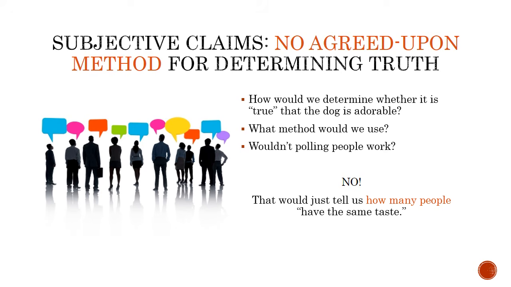So in polling people about the adorable dog, all we would find out is how many people agree that the dog is adorable. We wouldn't find out whether the dog actually is adorable. We would find people with similar tastes in dogs. We would find people with similar ideas about what constitutes adorable, but we wouldn't actually find out whether the dog, in and of itself, independent of people's opinions, is adorable.